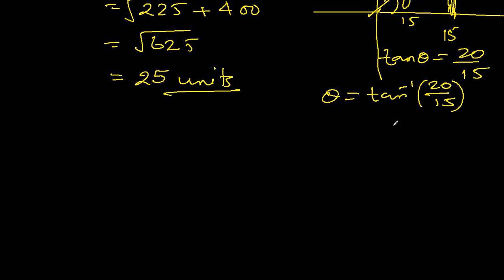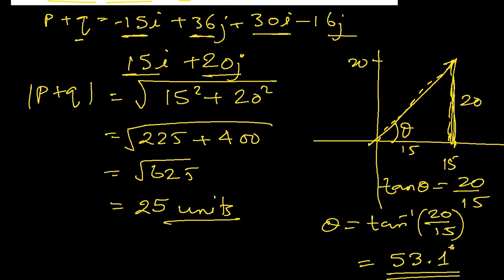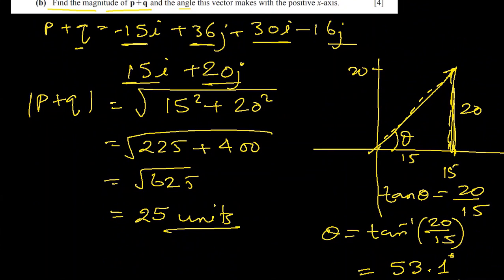Thank you. So when I put tan inverse 20 over 15 in my calculator, I got 53.1 degrees. They have not specified whether we have to write in degrees or radians. So this is the answer.